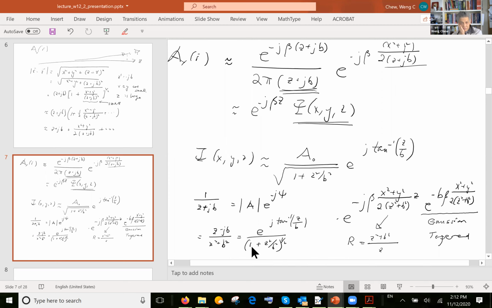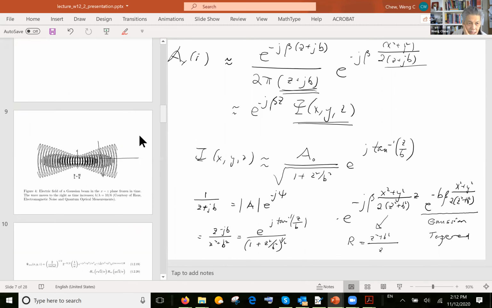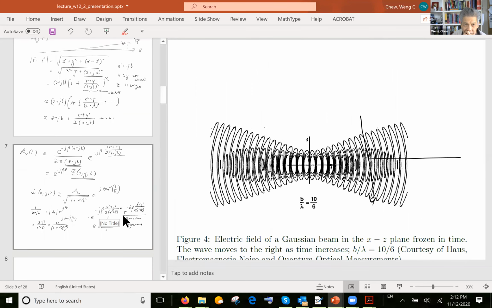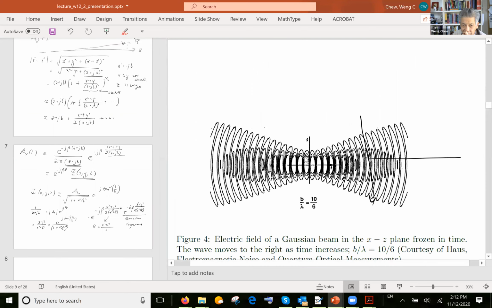So the math is rather complicated, but finally, if you were to plot this wave out, it's going to look something like that. It has a waist. It has a waist because it's Gaussian tapered. Okay, it has a waist. And the waist actually becomes narrow at the z equal to 0 point. The waist actually spreads out and becomes wider and wider. And that is in agreement with what we have learned before.